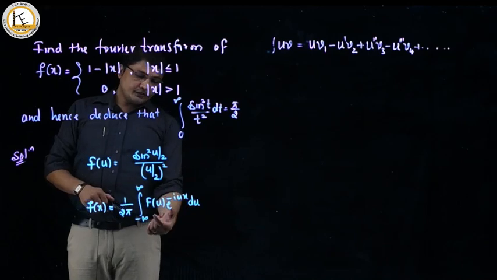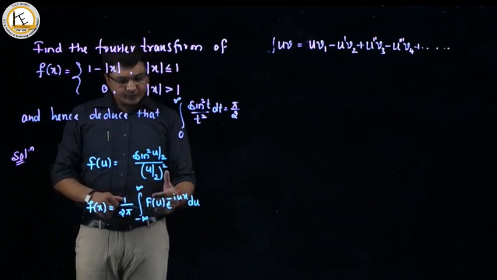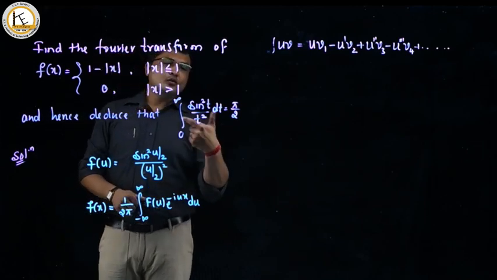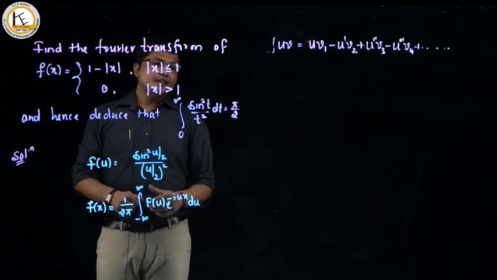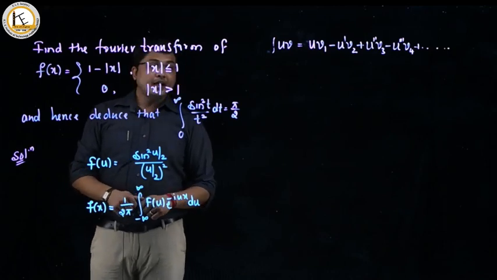And since we already have f of u from the first half, we substitute that f of u in this, and we try to get the value of the integral from 0 to infinity of sine square t by t square with respect to t as pi by 2.